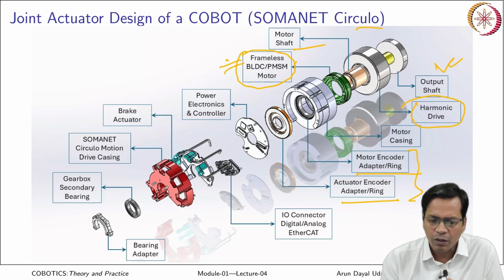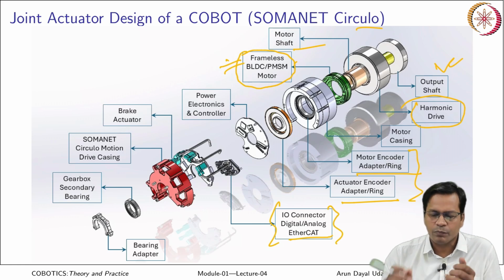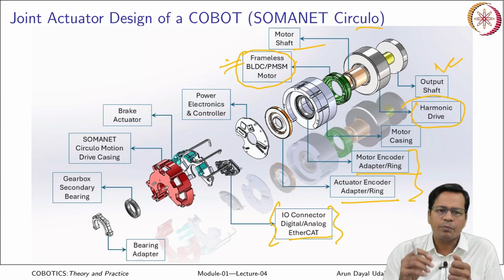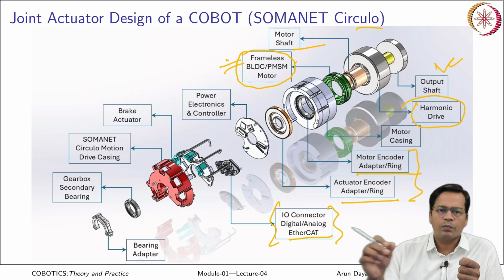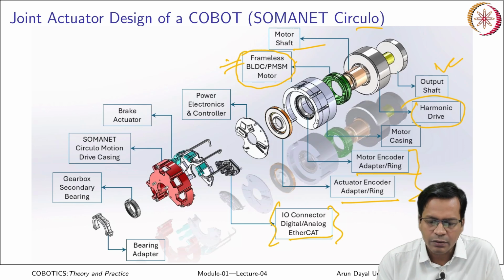Okay, so that is always there. So, this is the IO connector, the digital to analog connector, and EtherCAT, that is a kind of industrial communication which is there to communicate the data to and fro from the robot joint. So, all the commanding is done to this.